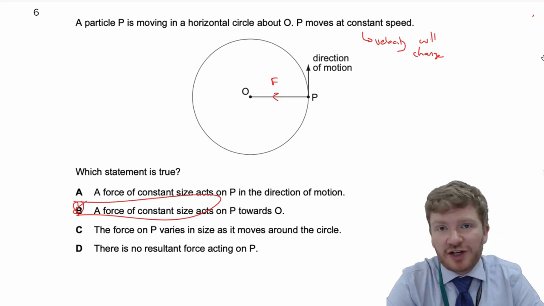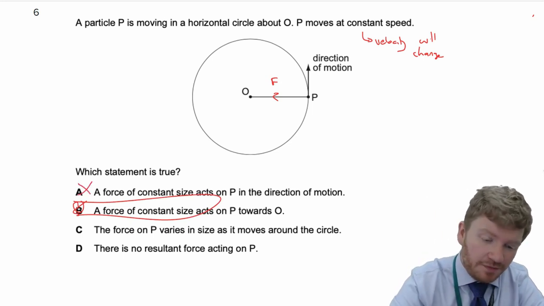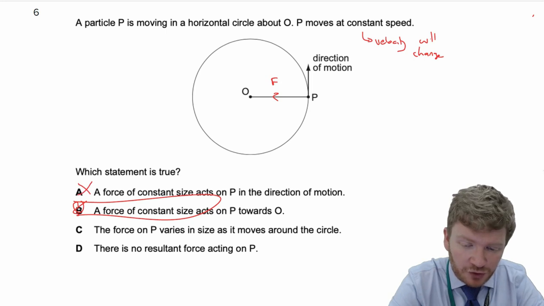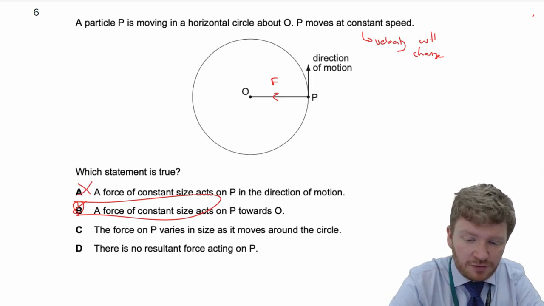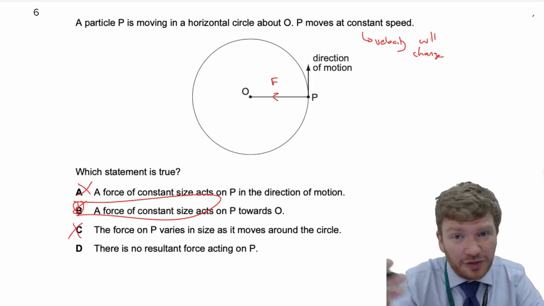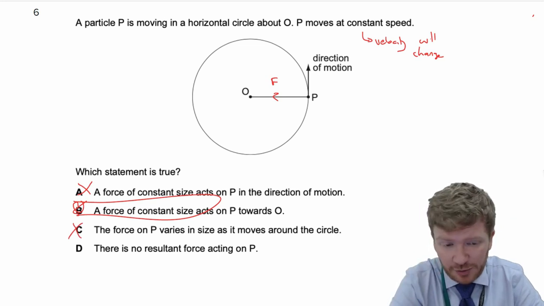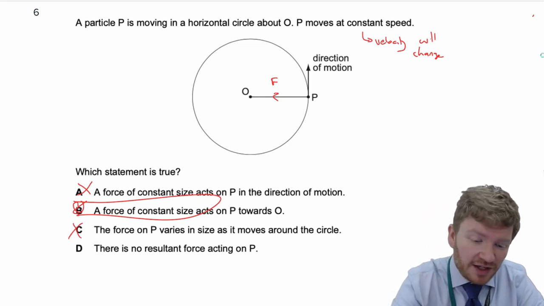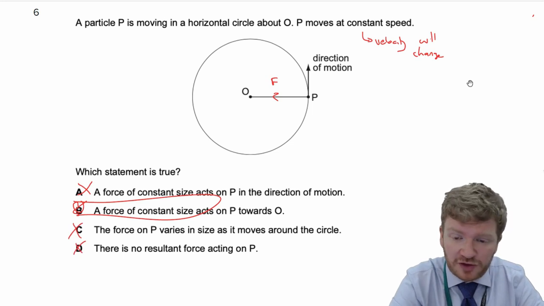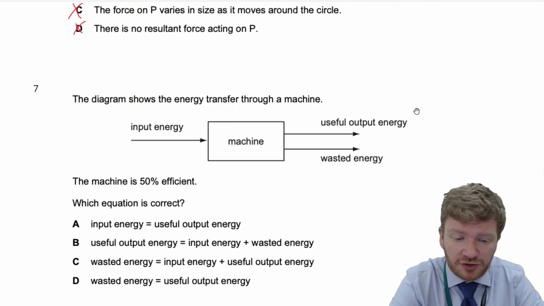The force does not act in the direction of motion, so it's not A. The force shouldn't change as it goes around the circle. We deal with some that do change at A level, but for now we don't need to worry about that. And there definitely is a resultant force, because if there wasn't a resultant force, its direction couldn't be changing.